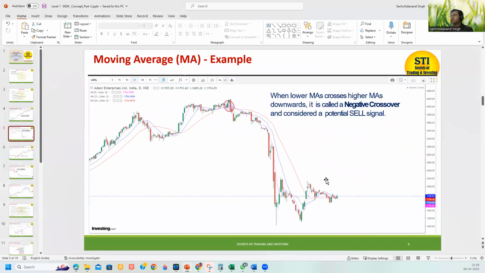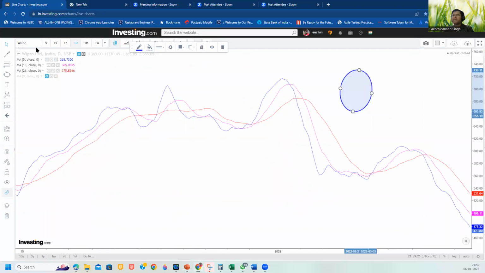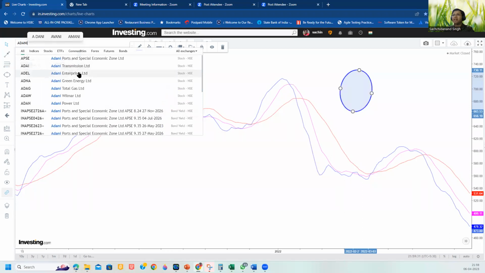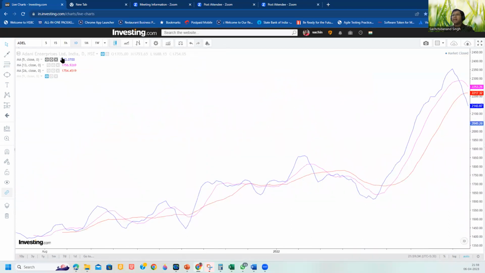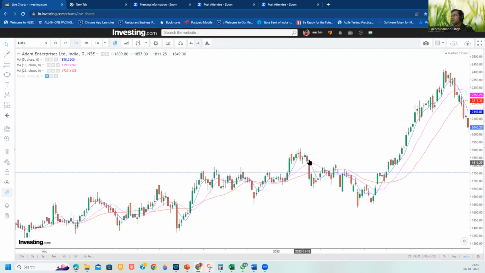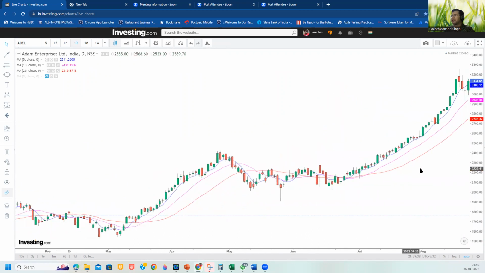So that is what we directly learned on the chart. This was the chart of Adani. Maybe Adani was the interesting one. I just wanted to show you. Let us look at Adani Enterprises, and let's see what happened just some time back.